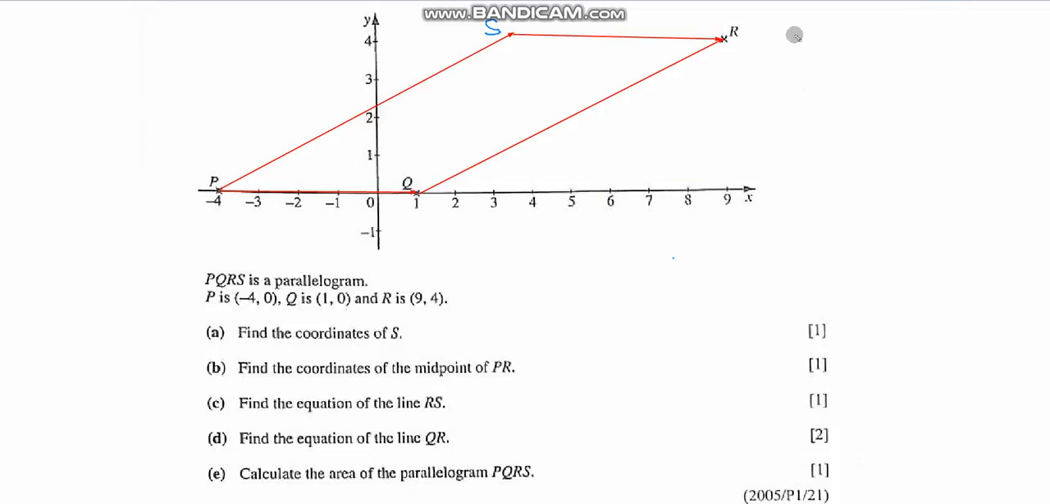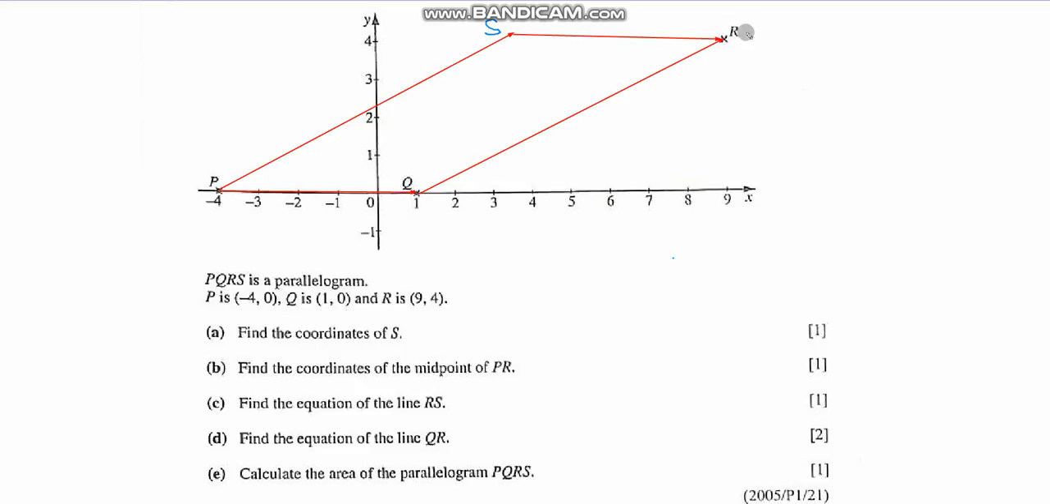Okay, let's look at example 1. Given PQR, is this a parallelogram? Then S should be somewhere here. Okay, that's number 1. Number 2 is the point given PQ is a horizontal line. So this is the opposite side of PQ, so this one should be a horizontal line.